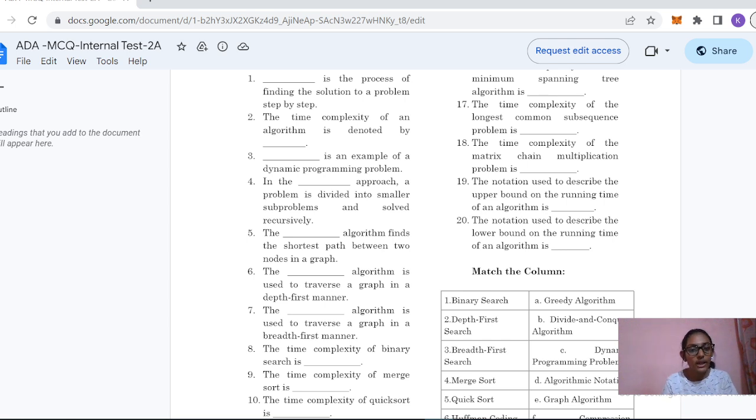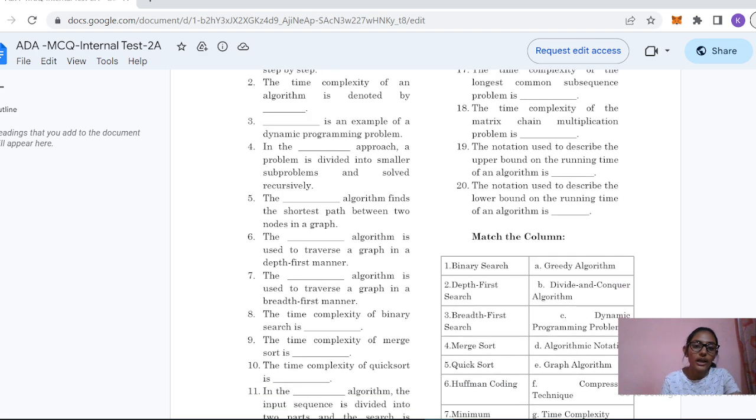Fourth, in the dash approach, a problem is divided into smaller subproblems and solved recursively. Divide and conquer approach. Fifth, the dash algorithm finds the shortest path between nodes in a graph. Here its answer is Dijkstra's algorithm.